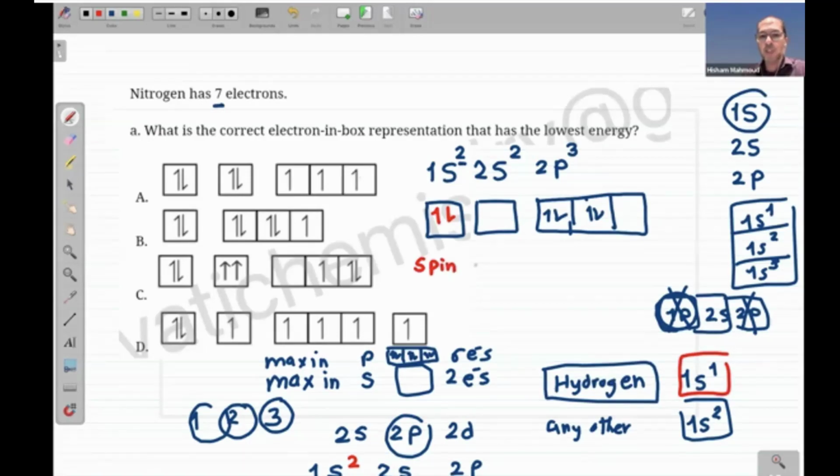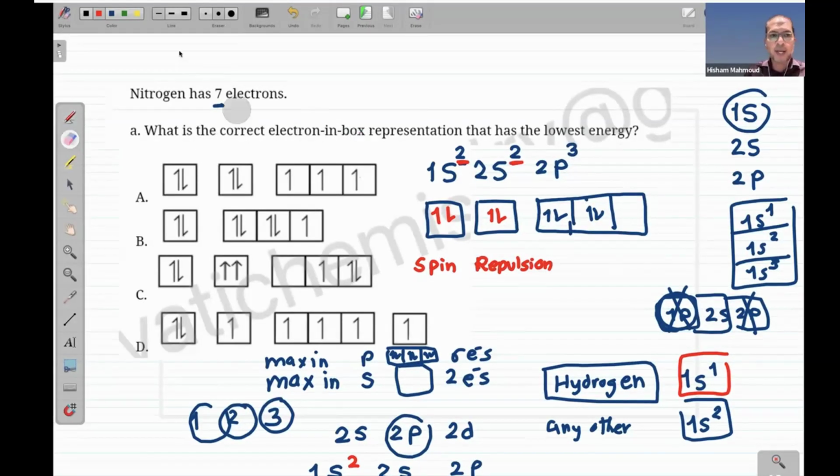Again, remember what we said: in 1s2, you always put 2. You never put 1s1 unless you are in the hydrogen element. So you put the 2 electrons. You don't draw them in the same direction. You have to draw them in opposite directions. Why are you drawing them in opposite directions? Do you have any idea?